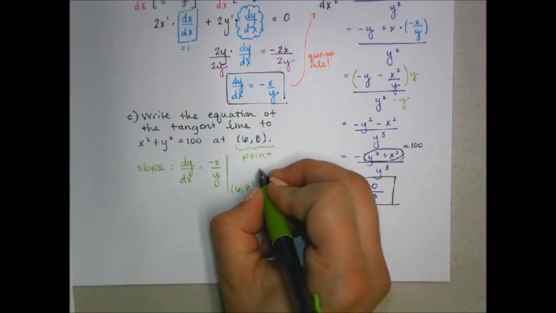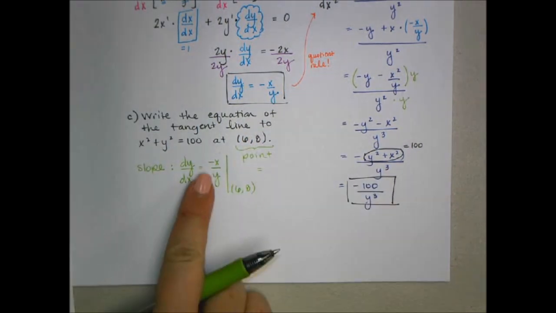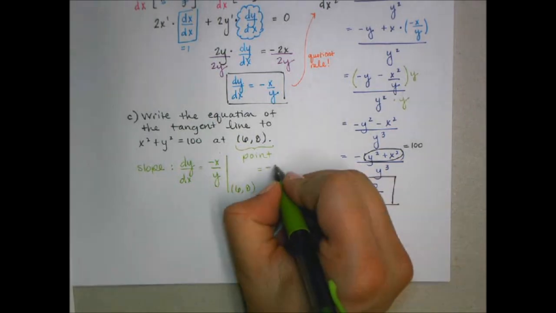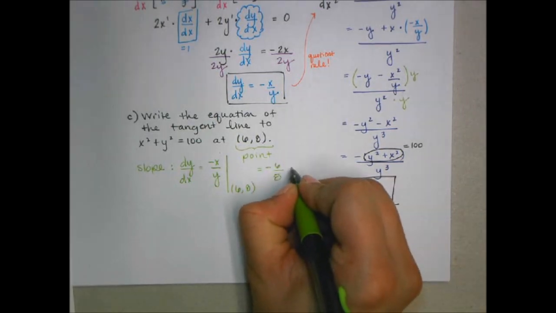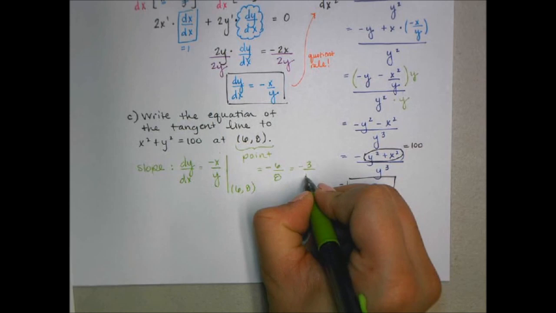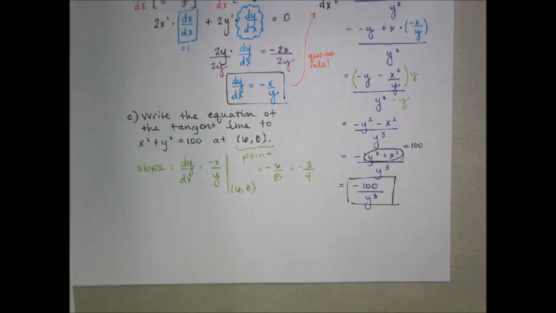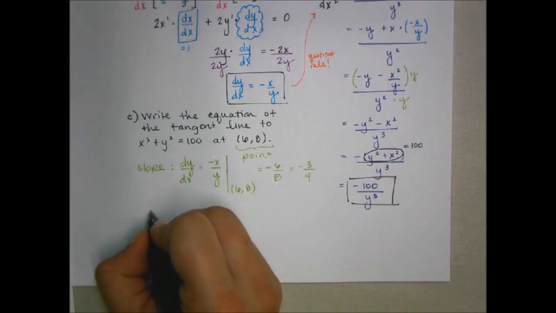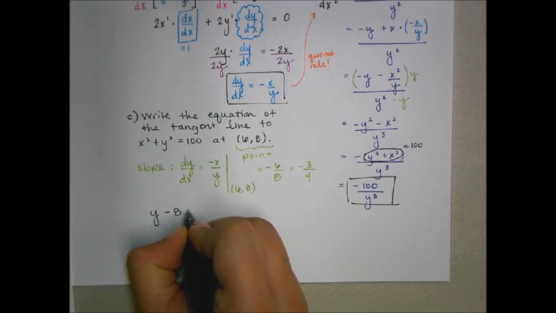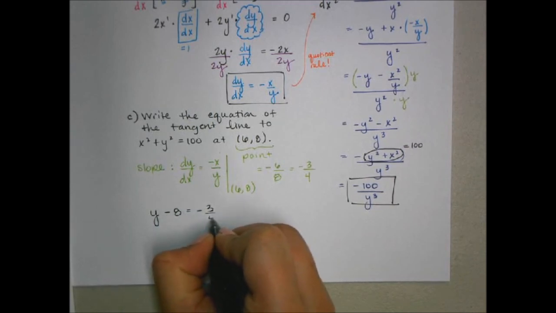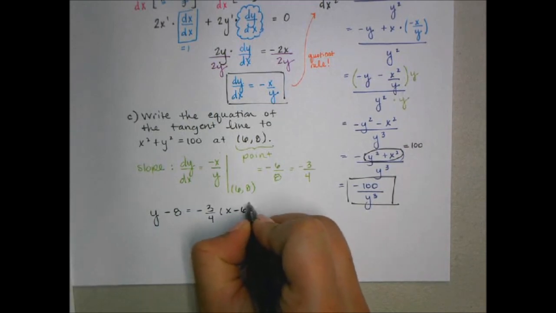So that's going to give me negative 6 over 8, or negative 3/4. And we'll write our equation: y minus 8 is equal to negative 3/4 of (x minus 6). And we'll just leave that in point-slope form.